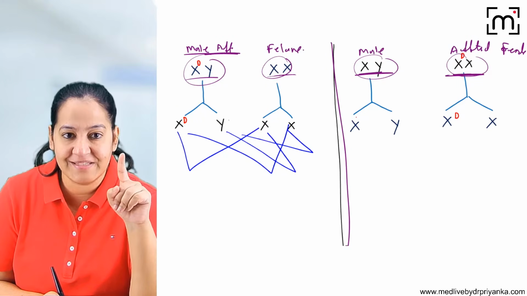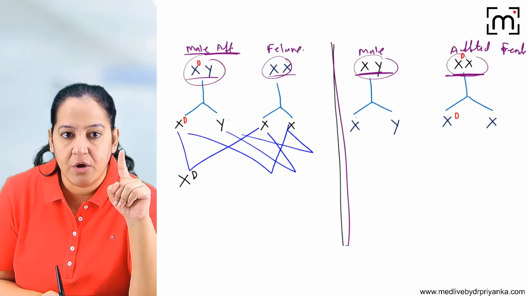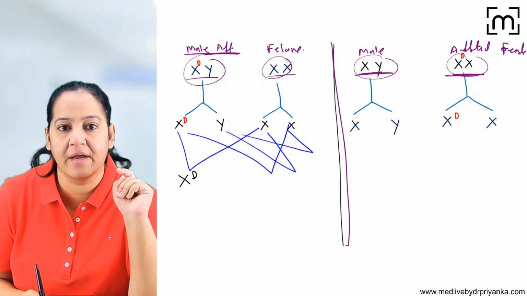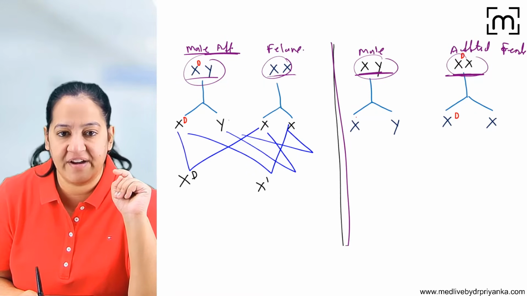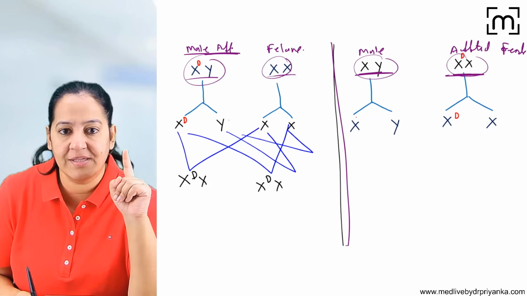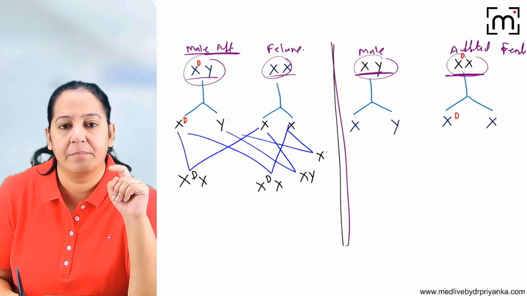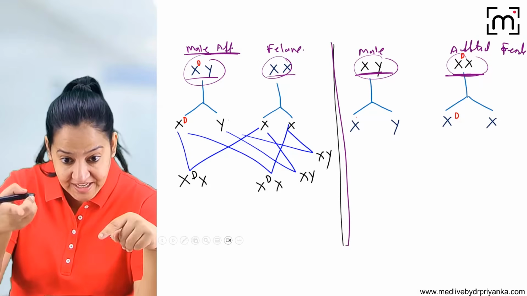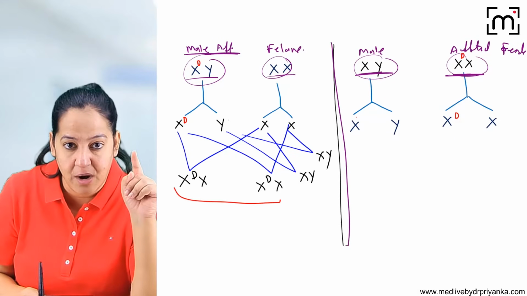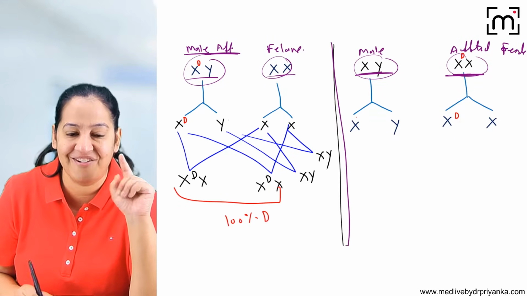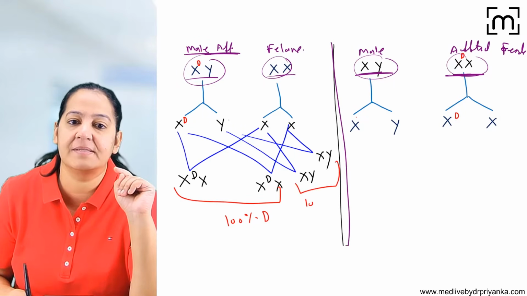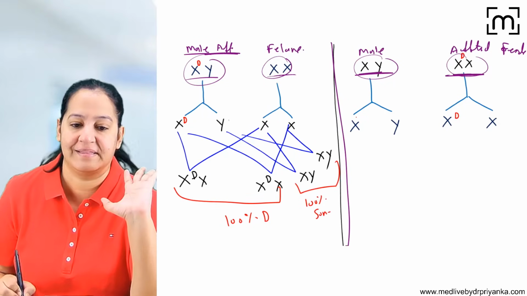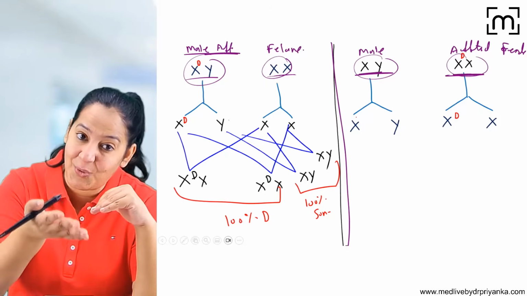So basically here the male is affected. Now the affected gene of the male is going to daughters only. And you can see both the sons are healthy. So the affected male, that is father, is giving disease to 100% daughters. 100% daughters are affected and 100% sons are healthy. So the father is giving disease only to daughters.